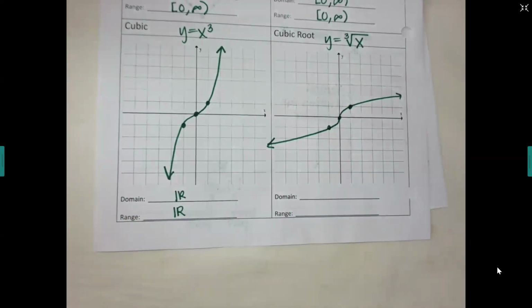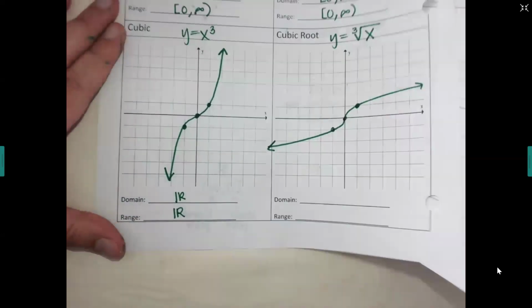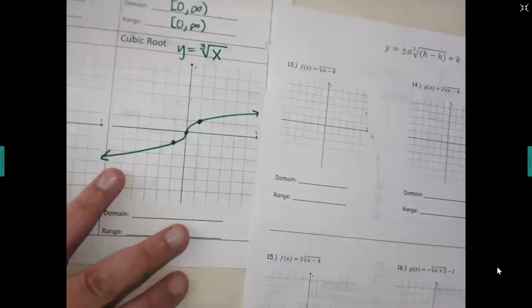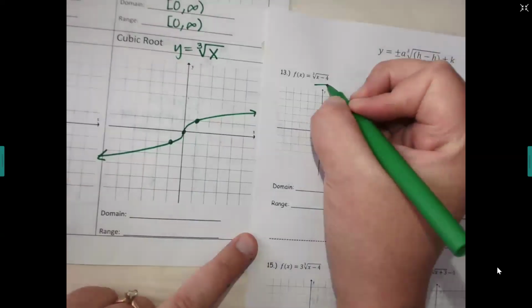Okay. And that brings us to the last page of your packet. So take a look at number 13. We have a -4 inside the cubic root. Which way is that going to shift my graph? Okay, -4, we're going left or right? Okay, good, to the right.